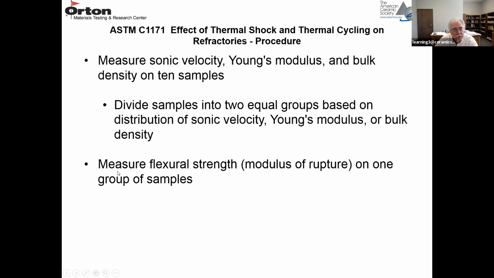So for the control group, you measure the strength on the 5 samples that are the control group. So you already have the sonic velocity, the bulk density, the Young's modulus, all non-destructive tests. Then you fracture those 5 samples. So that establishes your baseline data.